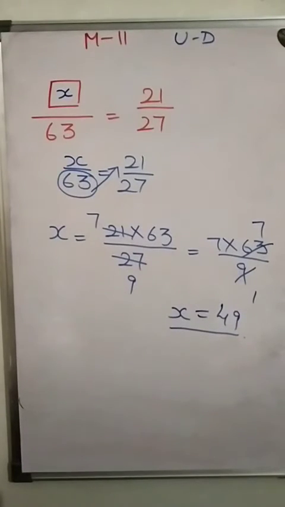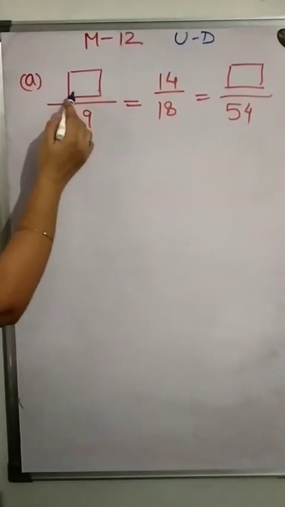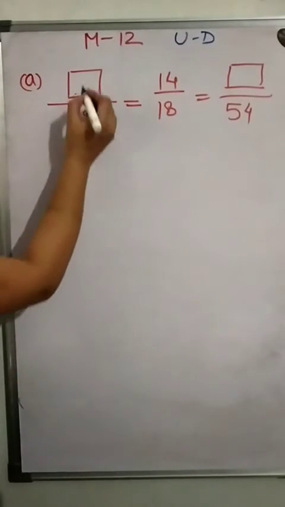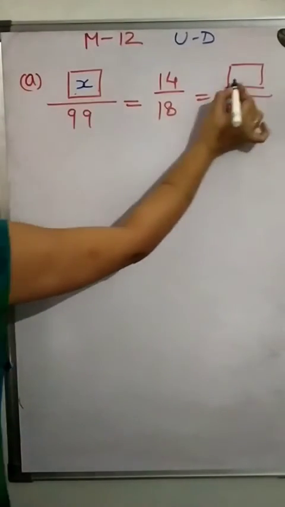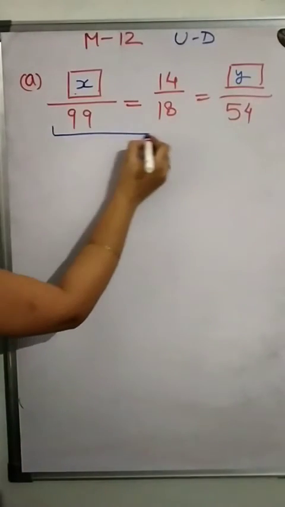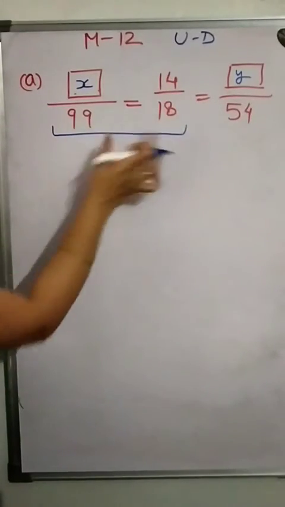Now come to the next module, that is module number 12. The question is, here two boxes are given to you and you have to fill in the values so that the fractions become equivalent to each other. Suppose this one is x and this one is y. This one is equivalent to y. Now I am taking these two numbers in a pair because this fraction is completely given to you.